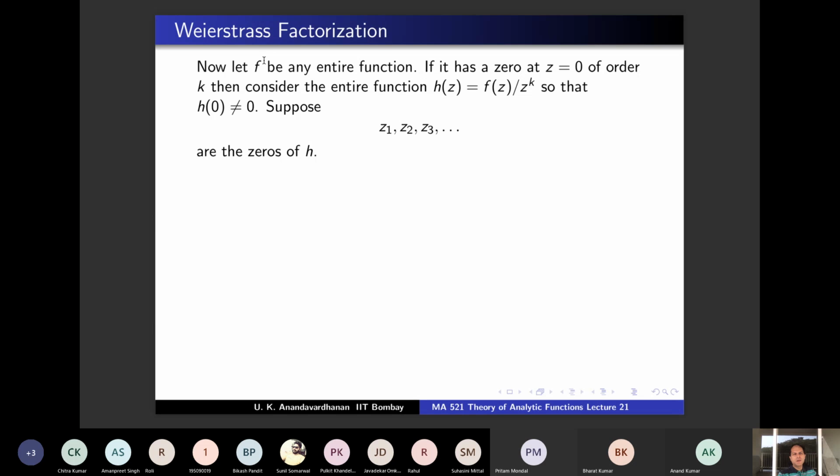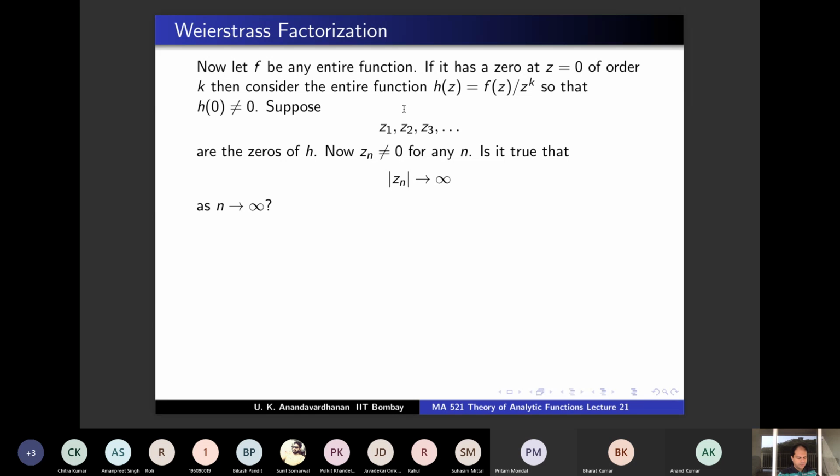So you have been given an entire function. You have constructed this entire function which has no 0 at 0. And suppose these are the zeros of h. So the first observation is that no z_n is 0, because h has no 0 at 0. So z_n is not 0. And the next question: you want to apply the previous result. If you have a sequence z_n such that z_n is non-zero and mod z_n goes to infinity, then you can consider those elementary factors. So is it true that mod z_n goes to infinity as n goes to infinity?